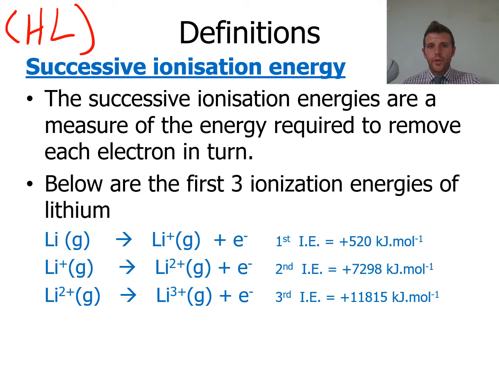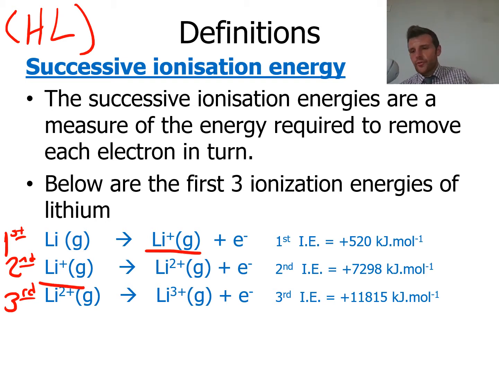So the way this would look would be as below. The first 3 ionization energies of lithium look like this. This would be the first one. This is second. And this is third. You're going to notice that these are all going one at a time. So if the first one ends with a lithium plus, the second one is going to start with a lithium plus and end with a lithium 2 plus. And then the third one will start with that lithium 2 plus and end with a lithium 3 plus.